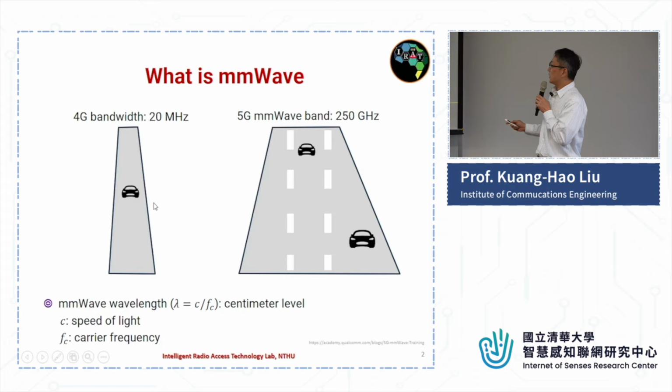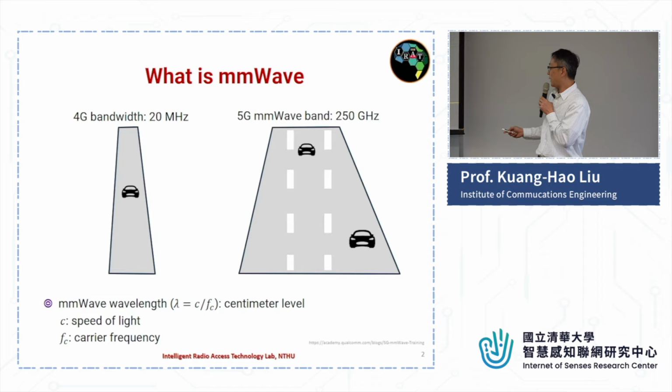So that gives us the motivation to move to the higher band, which is the millimeter wave band that will be the focus of this talk, where we have more than 200 gigahertz bandwidth. With this high bandwidth, it's possible we can transmit at a high data rate. But in such a high frequency band, the millimeter wave signal is featured by very small wavelength. According to the formula right here, the wavelength is equal to the speed of light divided by the carrier frequency, how fast you transmit your signal over a certain carrier.